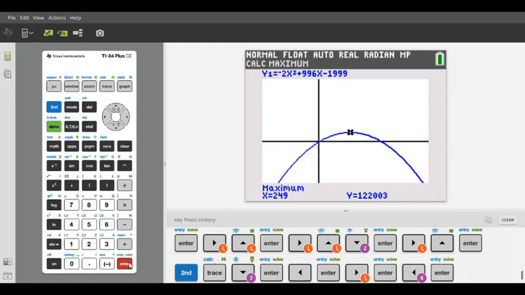122,003. So what that means is the maximum that I can make is if I make 249 units, and my maximum profit is going to be $122,003. So that's how that works. So let's go back to the paper and put all that down.